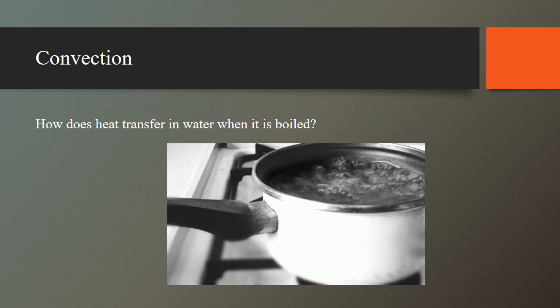What do you see in this picture? Water in the pan is being boiled. You can see the disturbance at the water surface, which is an indication of the boiling of water. We shall now try to see the mechanism behind this movement on the surface of water.